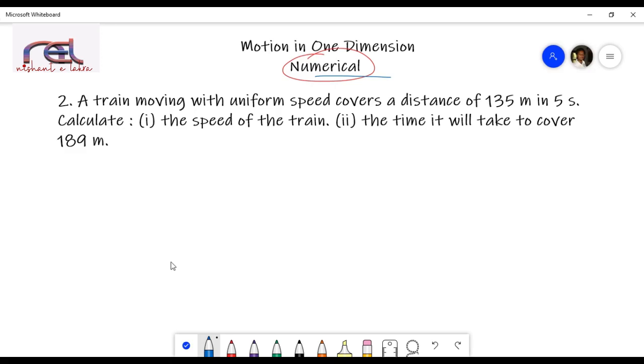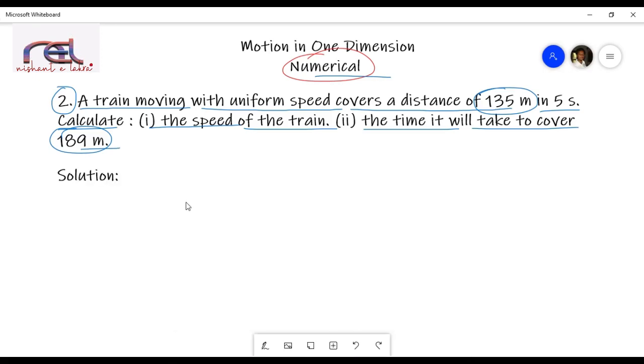Okay, let us see numerical number 2. And the question is, a train moving with uniform speed covers a distance of 135 meter in 5 seconds. What do we have to find? Number 1, we have to find the speed of the train. And the second question is, we have to find the time it will take to cover 189 meter. So keep in mind what is given in the question and what we have to find.